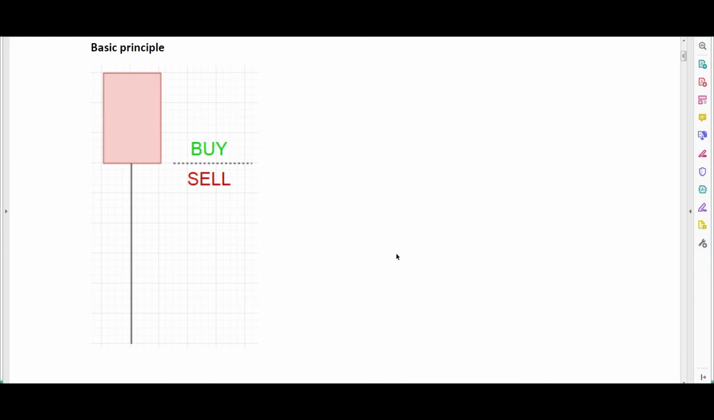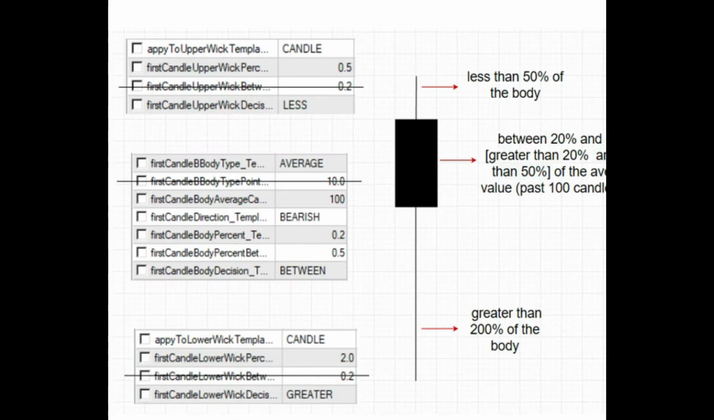Before we had bodies lower than 20% of average, so now the body is between 20% and 50% of the past 100 candles average value. And here is the whole picture of this pattern structure. Low and high wick stay the same as before, and the body will also be just bearish. Primary tests were not successful enough to do deep testing for bullish.